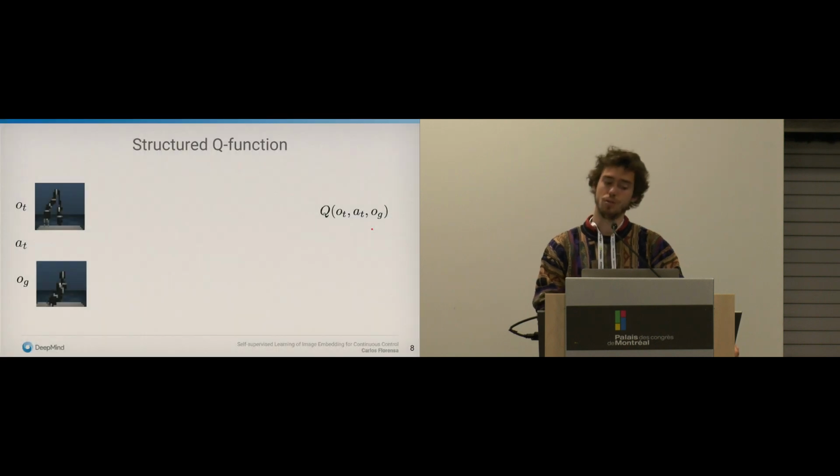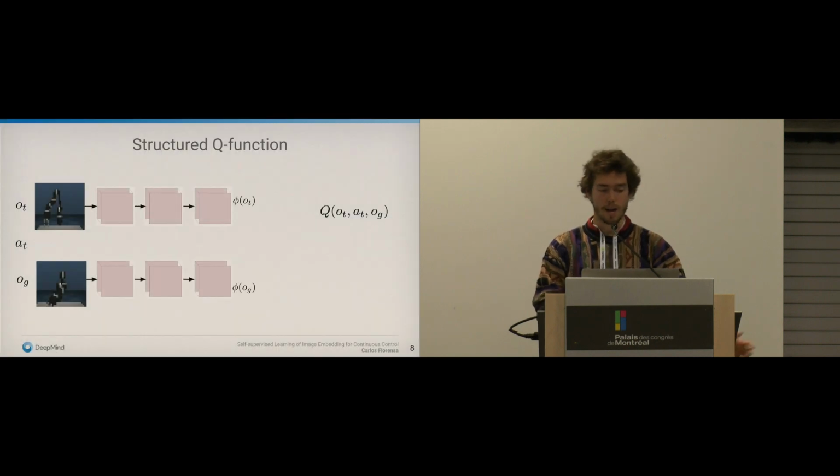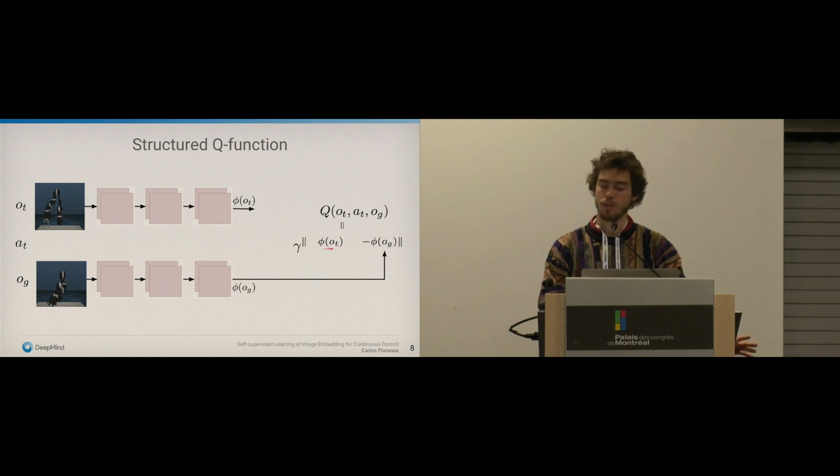Instead, what we propose is to use a structured Q function that embeds the current observation and the goal in the same embedding. That's also done with other things. But the interesting thing is that now the Q will be forced to have this shape of gamma to the, and in the exponent we'll have the Euclidean distance between the embedded current observation and the embedded goal observation. On top of that, we need to add the action.